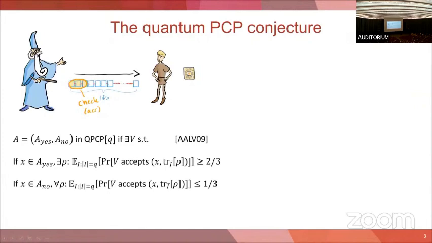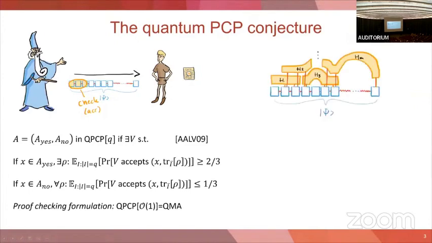A promise problem is in this class if you can take some distribution and pick some of the qubits out of this larger proof, but only q of them. Then in the yes case, there is a proof that makes you accept with high probability, and in the no case, for all proofs, it makes you reject with high probability. This is then called the proof checking formulation of the quantum PCP conjecture. And it posits that there exists a constant q such that you can capture the full power of QMA by a protocol that works like this.